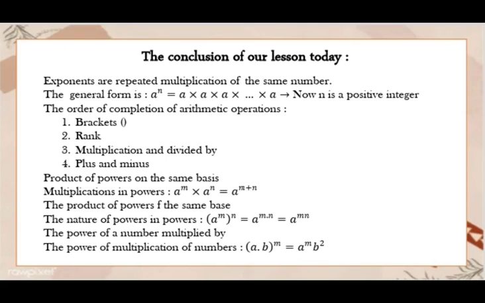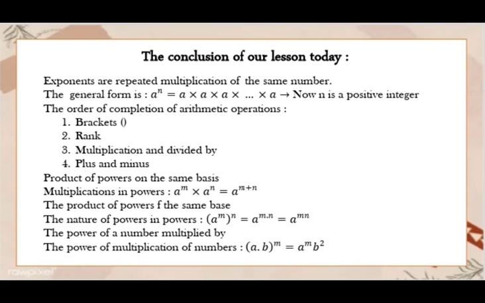So, the conclusion of our lesson today is: exponents are repeated multiplication of the same number. The general form is a multiplied by a, and so on, n times, where n is a positive integer starting from 1, 2, 3, 4, and so on. The order of arithmetic operations: first, brackets, so the numbers contained in the brackets are worked out first. Second, multiplication and division. The last one is addition and subtraction.